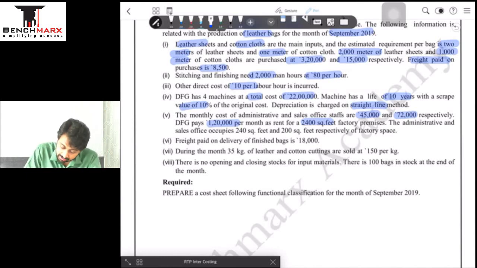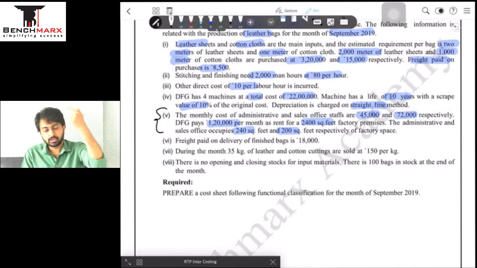ठीक है, द एडमिन एंड सेल्स ऑक्यूपाइज 240 स्क्वायर फीट एंड 200 स्क्वायर फीट, सो बेसिस दिस इंफॉर्मेशन आई विल एलोकेट द रेंट एज: फैक्ट्री विल गो टू फैक्ट्री ओवरहेड्स, एलोकेट टूवर्ड्स एडमिन विल गो टू एडमिन कॉस्ट, एंड एलोकेट टूवर्ड्स एसएनडी इट गोज टू एसएनडी कॉस्ट्स.